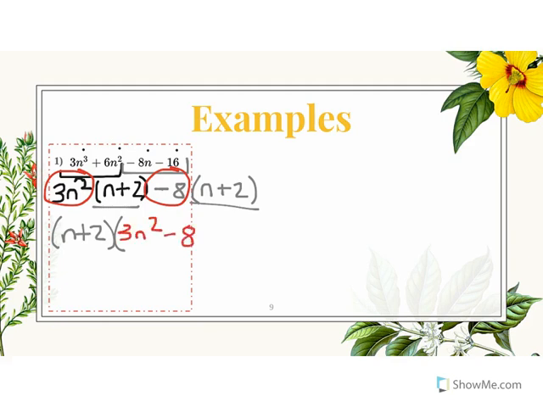So we have 3n squared minus 8. We want to double check those parentheses to make sure that we don't have anything else in common. So I see that n and 2, we don't have anything else in common with those. A 3 and an 8 definitely don't have anything in common. That n squared doesn't have any n's with that 8. So this actually is our final solution for this example.